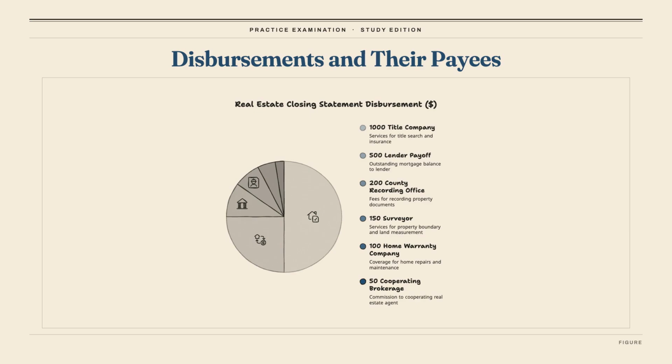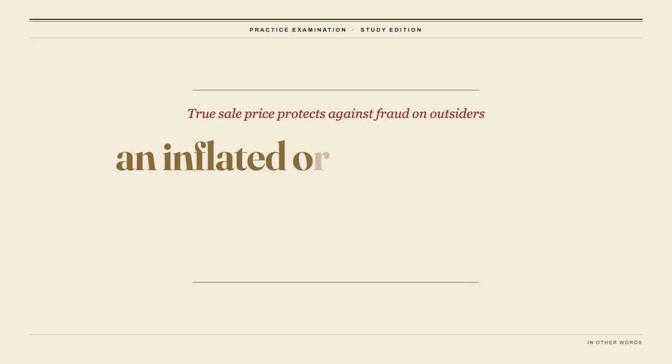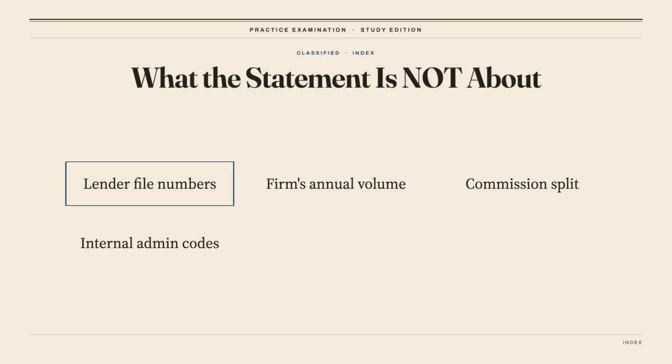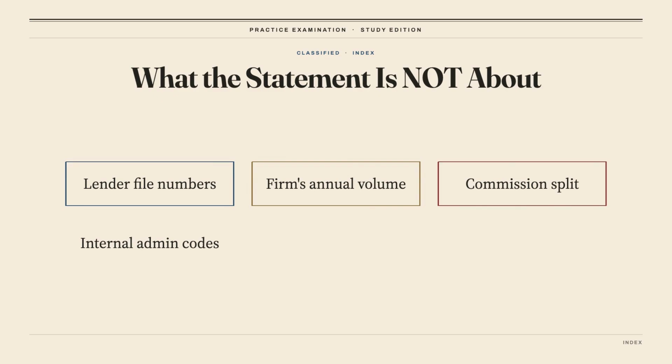A total tells you money left the account, but a list of payees, the title company, the lender, the county, the surveyor, lets a party verify each payment against an invoice. The word true is doing real work here. A statement that misstates the actual price to mislead a lender or tax authority creates a document with consequences far beyond a license violation. Common distractors test whether you know whose accounting this is: lender file numbers, the firm's annual commission volume, and the commission split are internal matters, not part of what buyers and sellers are entitled to see about their own transaction.